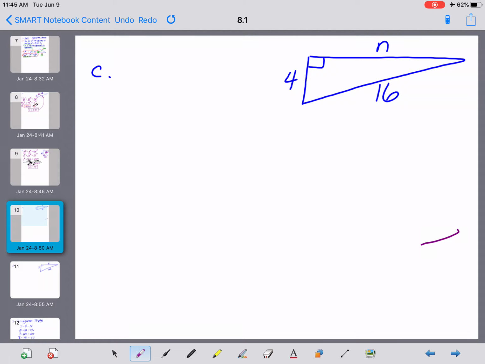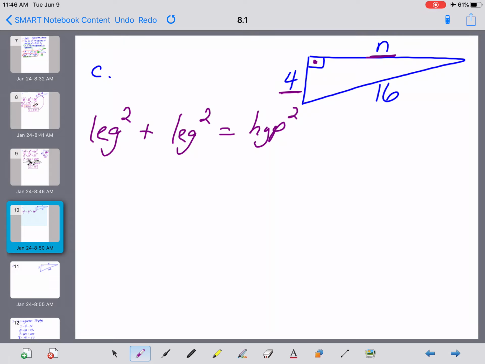Okay, now things start to get a little bit more difficult, not in any way that you would notice just by looking at the beginning of this problem here, but I think I see what's happening in this one. Okay, right triangle, two sides are given to us, so we're going to use the Pythagorean theorem. Legs squared plus legs squared is equal to hypotenuse squared. All right, here's your right angle, so your legs are 4 and n, and 16 again is your hypotenuse. So again, I like to put the variable first here. So I'm going to write n squared plus my other leg 4 squared equals our hypotenuse, which is 16 squared.